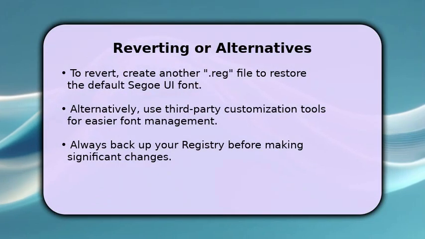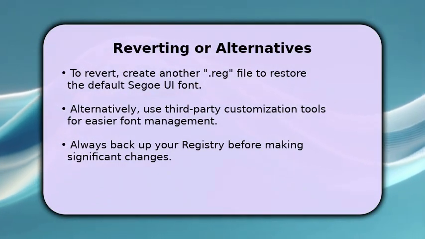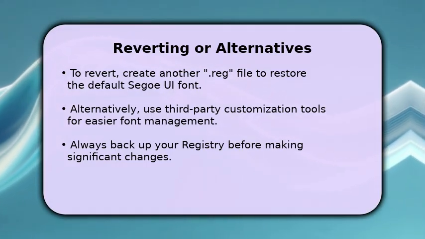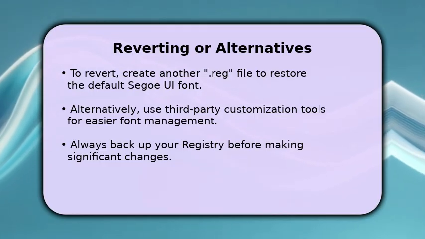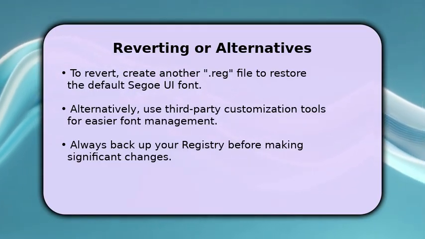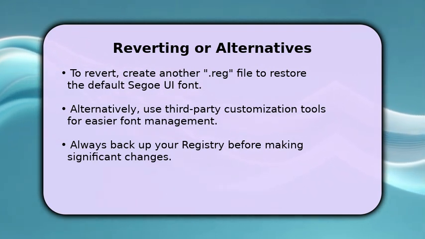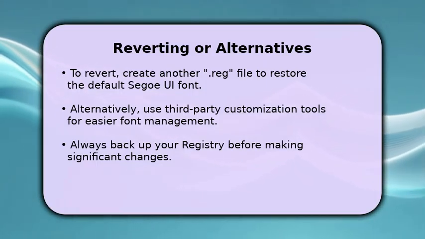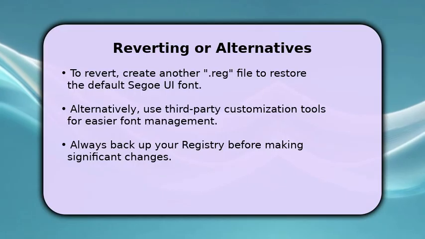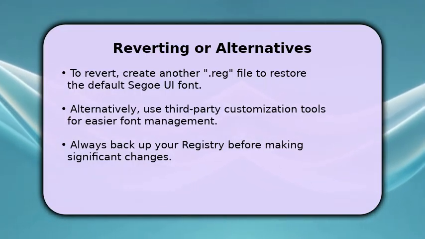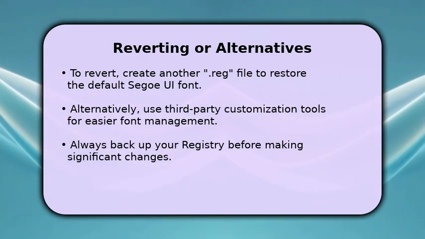If you ever wish to revert to the original Windows default font, which is Segoe UI, you can create another simple .reg file with specific commands to restore it. Alternatively, if you find this process a bit too technical, there are several excellent third-party customization tools available that offer a more user-friendly interface for managing system fonts. Remember, it's always a good practice to back up your registry before making any significant modifications.